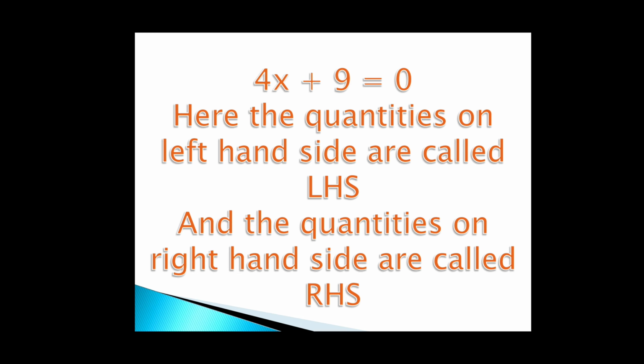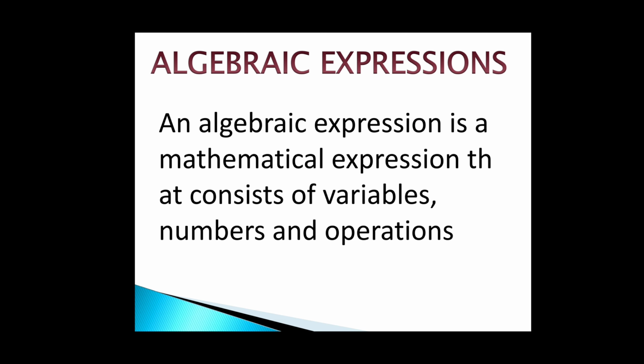Whereas after equal to, I have 0. So 0 is on the right hand side of my equal to, and that is called RHS. So this 4x plus 9 is LHS and 0 is RHS.